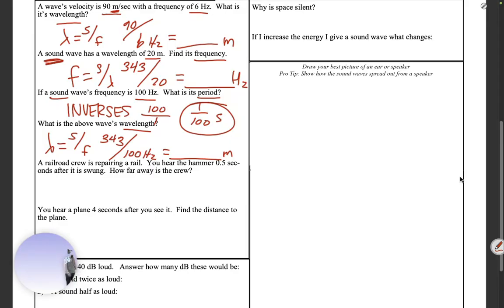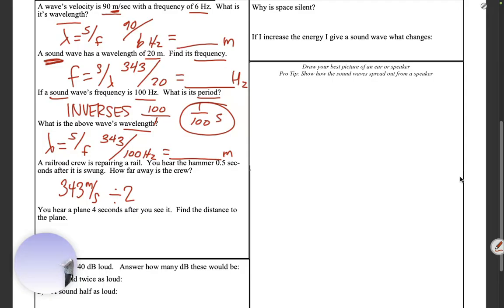Okay, a railroad crew is repairing a rail. You hear the hammer half a second after it's swung. How far away is the crew? Well, if sound travels 343 meters every second, how far would it travel in just half a second? So just divide that by 2 and you'll figure out how many meters it went.